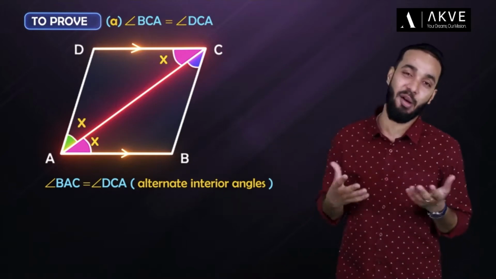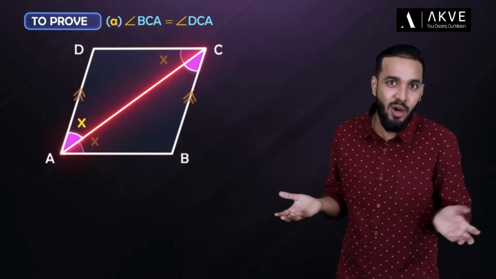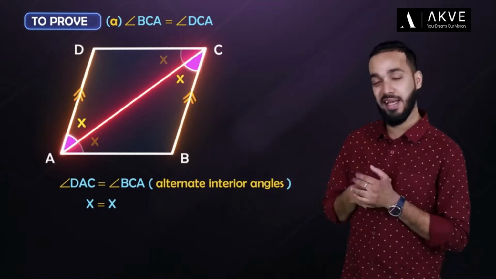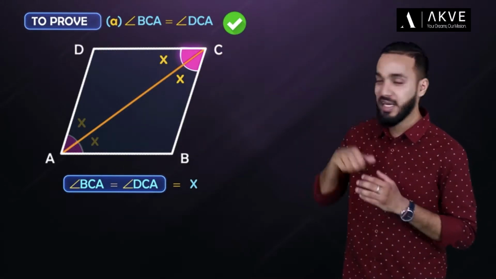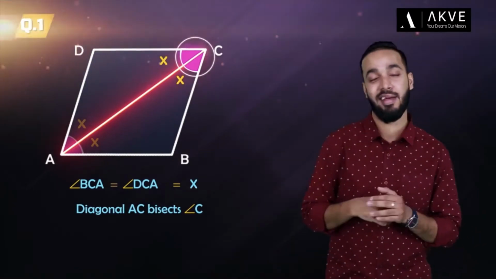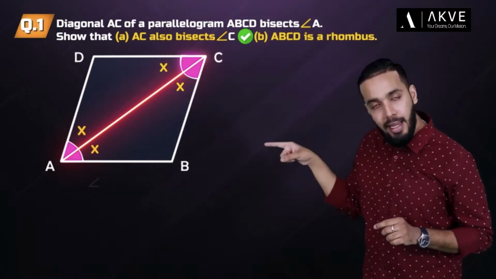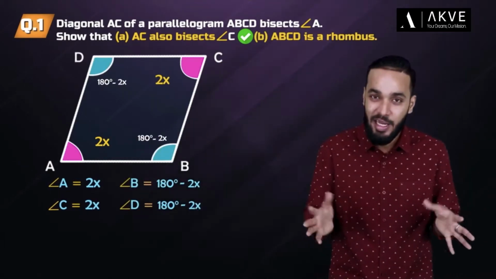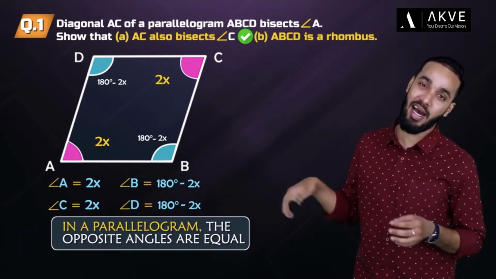Thus, this angle also measures x. Similarly, these two angles also form a pair of alternate interior angles, so this one also measures x. There you have it. We just proved that this angle is equal to this angle, which means diagonal AC bisects angle C. The first part of the requirement is met. Now, if you notice, angle A measures 2x and angle C also measures 2x. So unknowingly, we just proved the property that in a parallelogram, the opposite angles are equal.